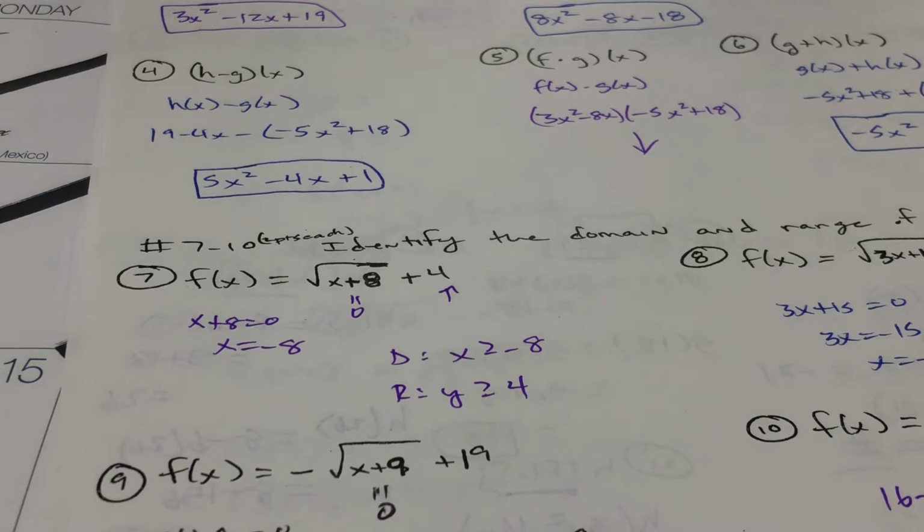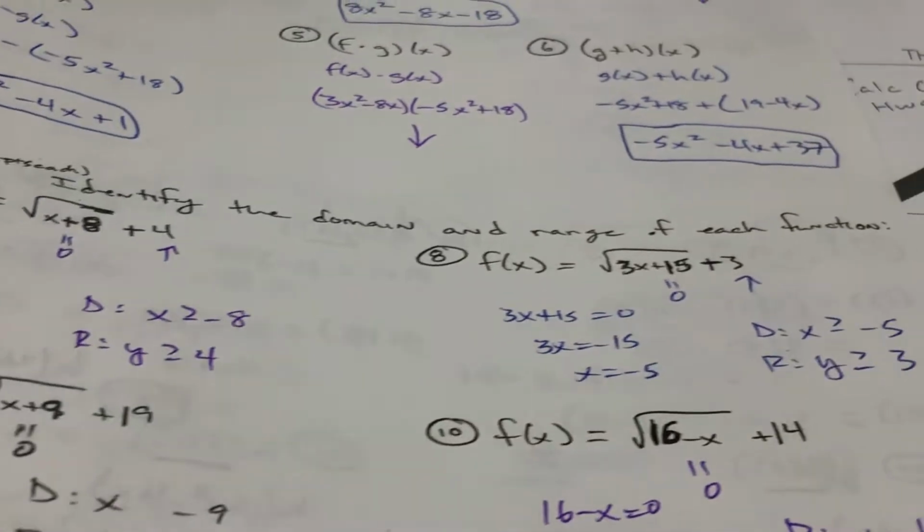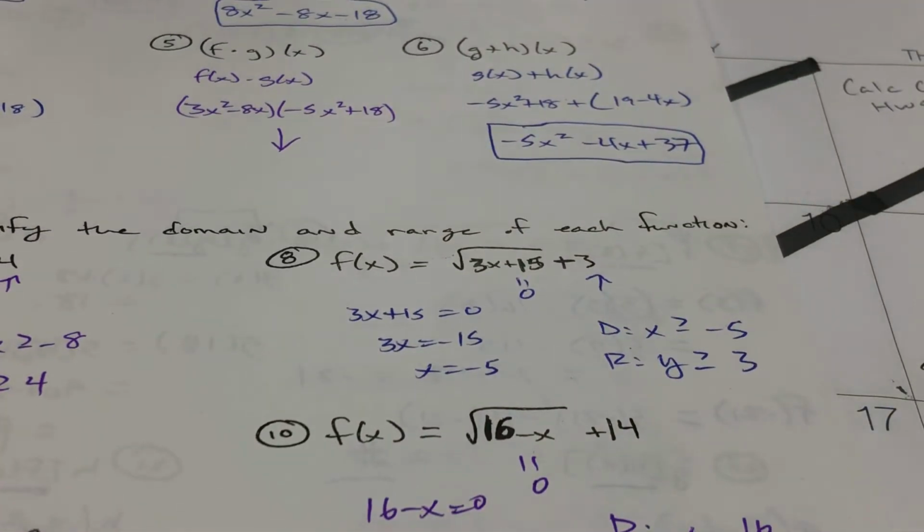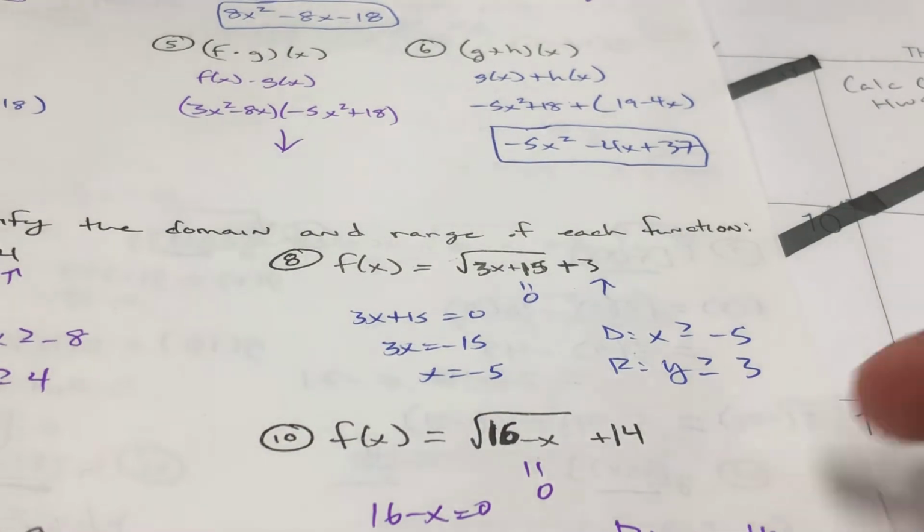That is a positive root function. As x gets bigger, y gets bigger as well. Number 8, set 3x plus 15 equal to 0. I get negative 5, so x greater than or equal to negative 5. The range is y greater than or equal to 3. That's another positive root function.